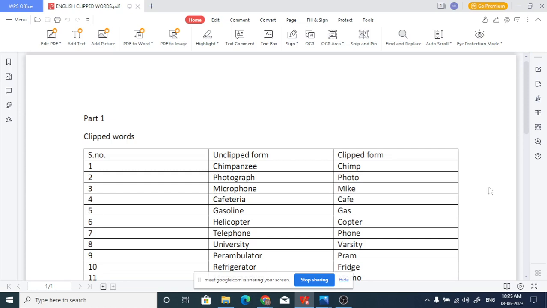Then we have helicopter. For helicopter, the short form is copter. Of course, in India we use helicopter more. Sometimes we use copter also. Telephone, the short form we use is phone. Most of us these days use phone. What is the meaning of telephone or phone? What is it used for?